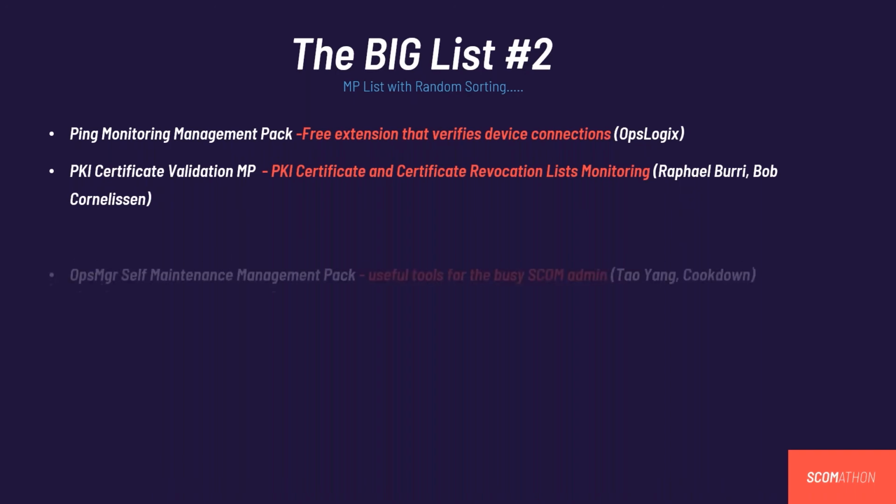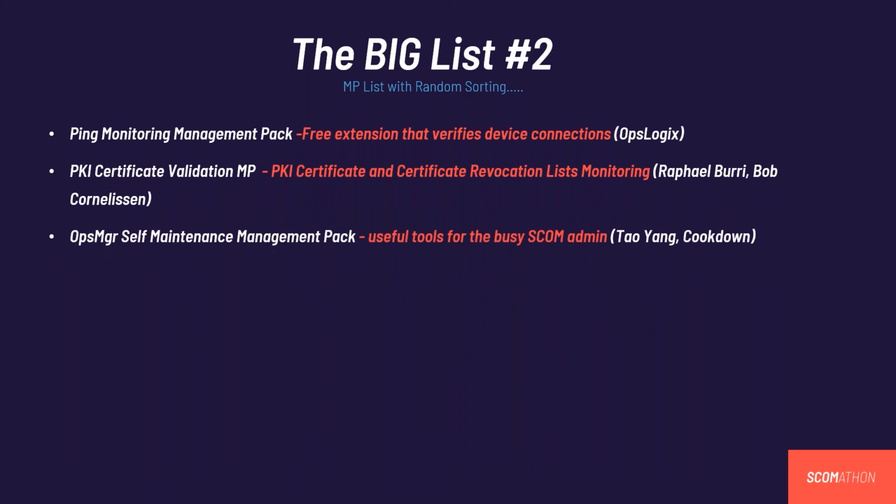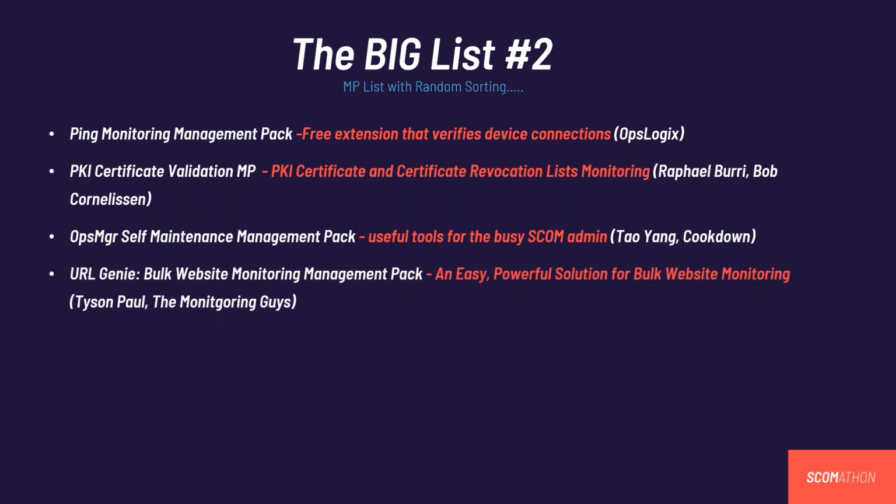The next thing would be the Ops Manager Self-Maintenance Management Pack. There are a lot of functionalities which this management pack provides. There is a whole article by Cookdown, which provides the download location for this management pack. Get familiar with it, read all the blogs that are out there, and see how powerful this management pack by Tao Yang is. And last but not least is the URL Genie management pack.